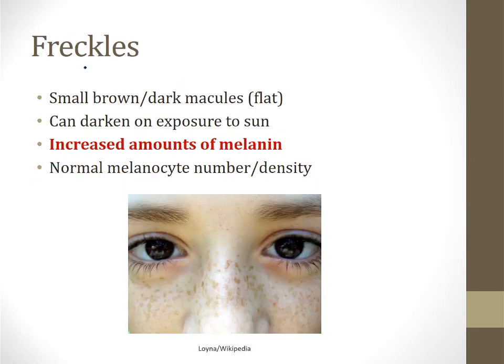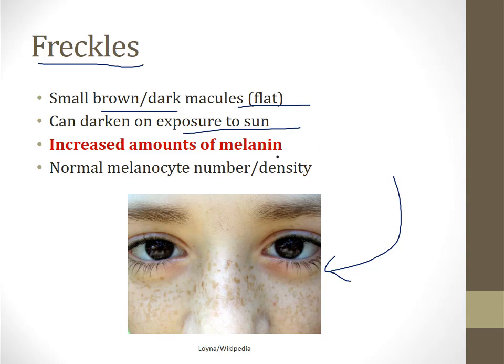So most of you probably know people who have freckles, or you may have freckles yourself, and this is the classic example of a skin finding related to the pigment melanin. Freckles are small brown dark macules. They are flat and they can darken on exposure to the sun. This is a picture of a person with freckles on their face. And what causes freckles is increased amounts of melanin.